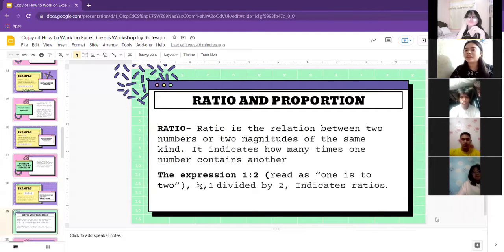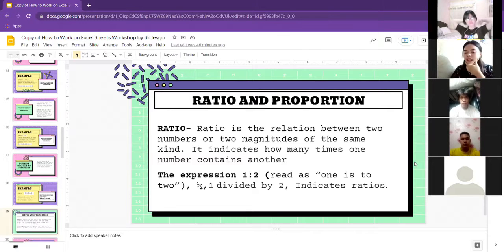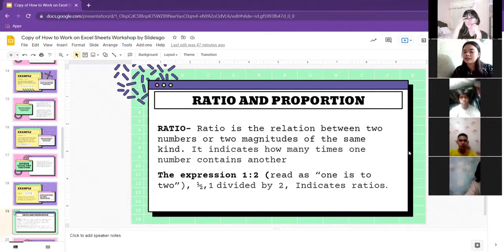Ratio and proportion. Ratio is the relation between two numbers or two magnitudes of the same kind. It indicates how many times one number contains another. So, a ratio is an ordered pair of numbers written A is to B, where B does not equal 0. Then the proportion is an equation in which two ratios are set equal to each other.